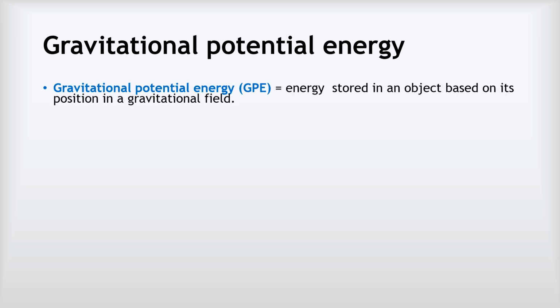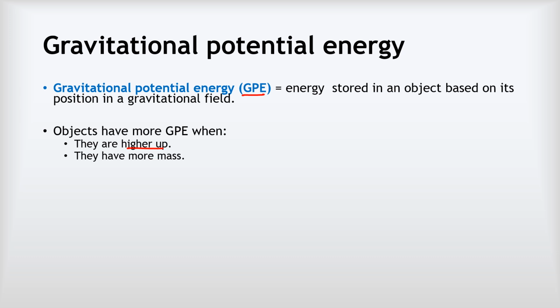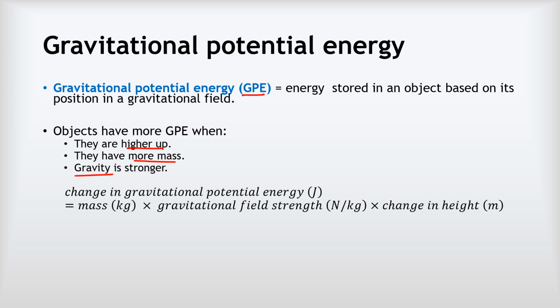The next calculation for us to do is to look at gravitational potential energy. Now, gravitational potential energy, often abbreviated to GPE, is the energy stored in an object based on its position in a gravitational field. And it's affected by 3 things. So objects have more GPE when they are higher up, when they've got more mass, and when gravity itself is stronger. So we can calculate it this way.